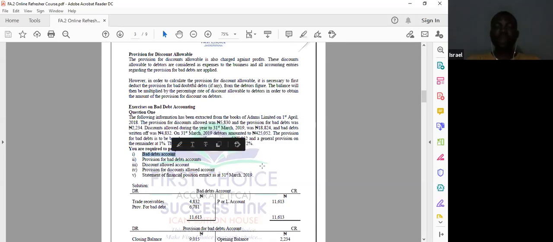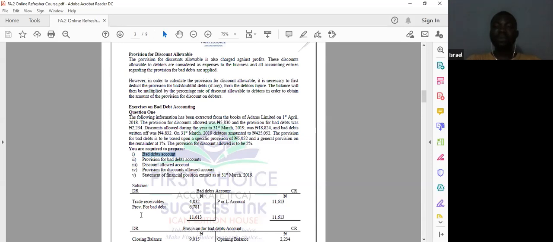If you want to prepare the bad debt account, you open the bad debt account, then you debit the account, because it is the one receiving the item. It is an expense account, and if you want to increase an expense account, you debit such an account.